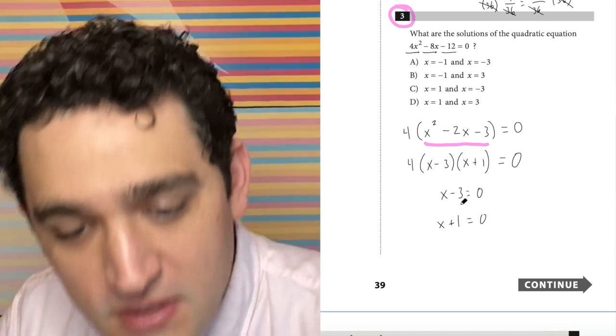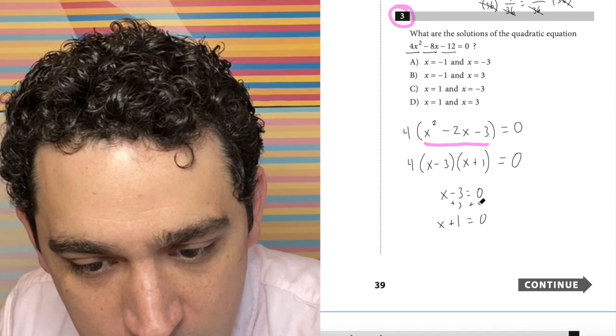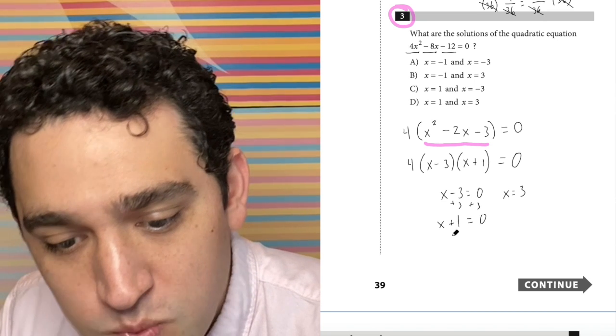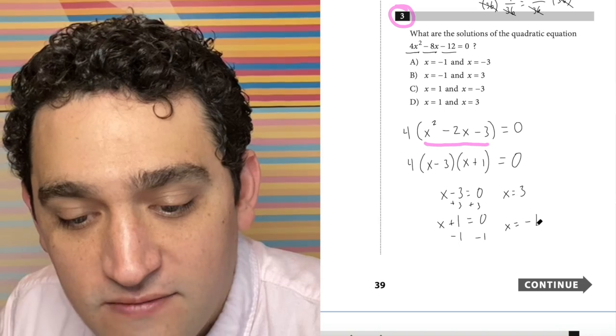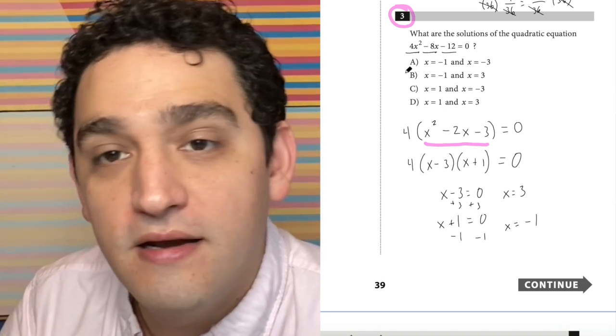4 is 4. So if x minus 3 is 0, we add 3 to both sides, and we end up with x equals positive 3. And for this one, we subtract 1 from both sides, and x equals negative 1. Our answer is 3 and negative 1, or negative 1 and 3.